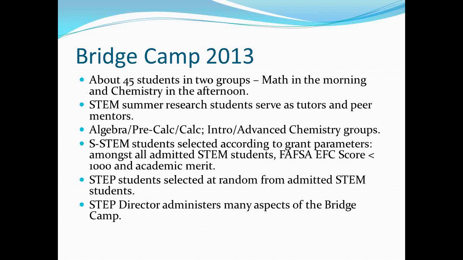I'll have the next slide, please. So in 2013, there were about 45 students overall. In the morning, students had math, and in the afternoon, students had chemistry. Within chemistry and math, students were split into two groups, with one group in math doing calculus and pre-calc, and another group doing pre-calc and algebra. And likewise, in chemistry, we split the students into two groups, more advanced students and less experienced students.